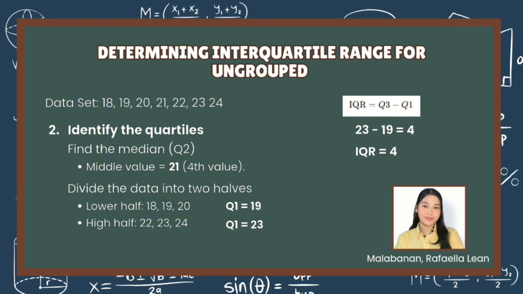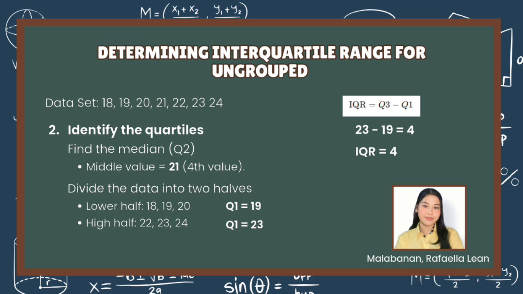After getting the median, we need to divide the data into two halves, excluding the median. The first half is the lower half, which are 18, 19, 20, coming from the left side of 21. The second half is the upper half, which is 22, 23, and 24, coming from the right side of 21.